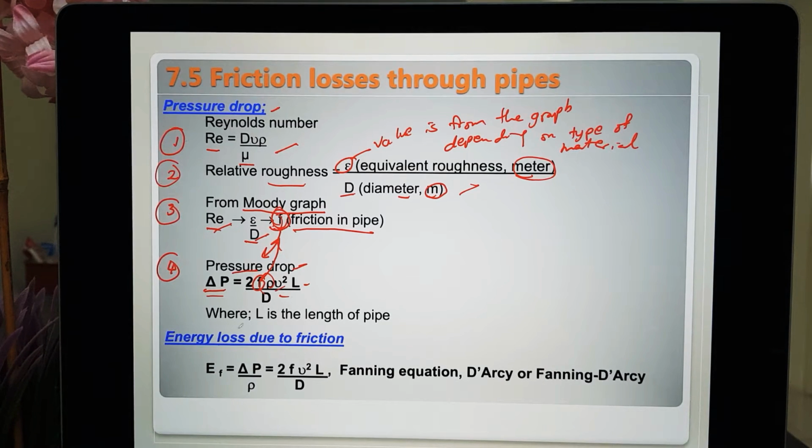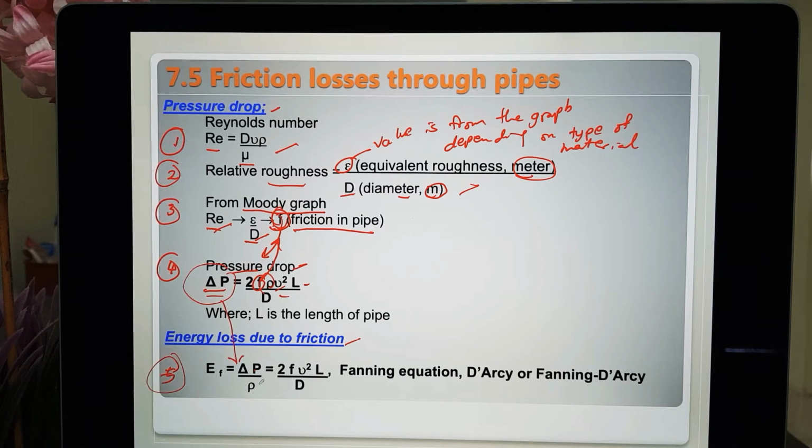Sometimes the question will ask you what will be the energy loss due to the friction. Then this will fall under the fifth step, whereby you need to calculate the energy loss due to friction. EF equals to delta P over rho. Delta P is what you have calculated, the pressure drop.